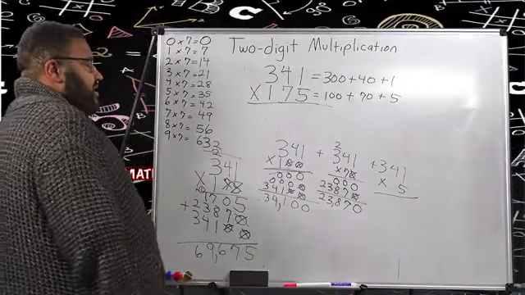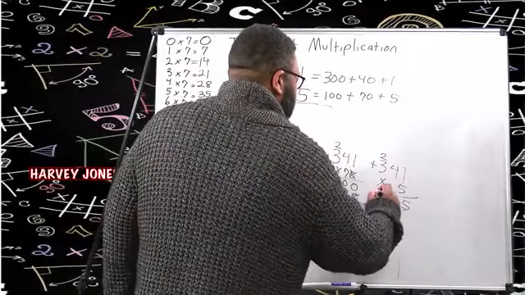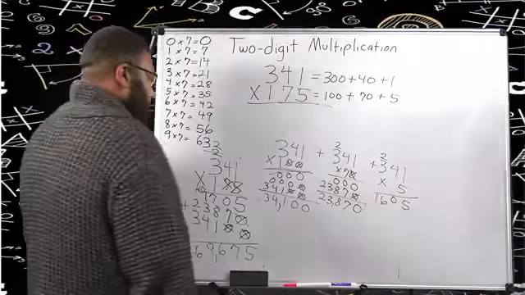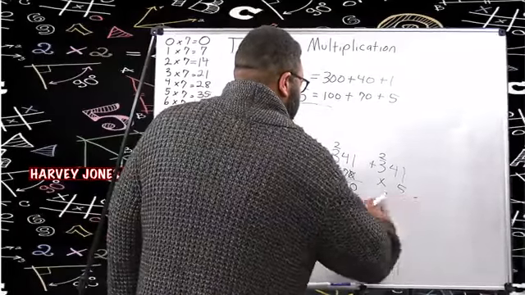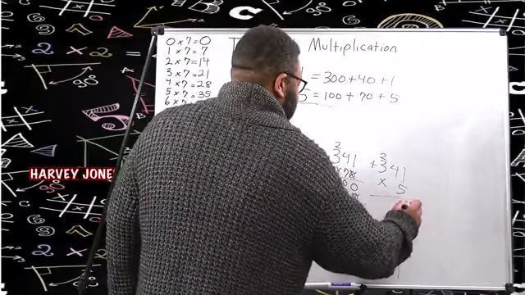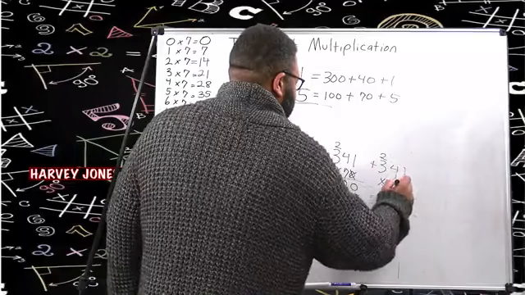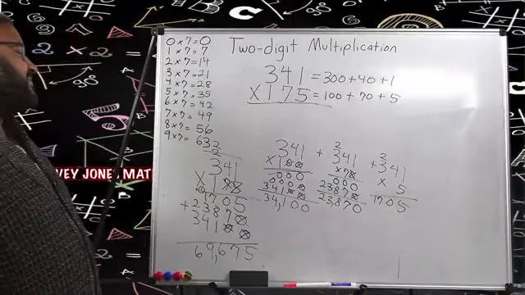And finally, that's 5, 20. I messed up again. I'm going too fast, folks. That's why I'm checking my work. 1 times 5 is 5. That's 20, 15, 16, 17. So that should be 1,705.